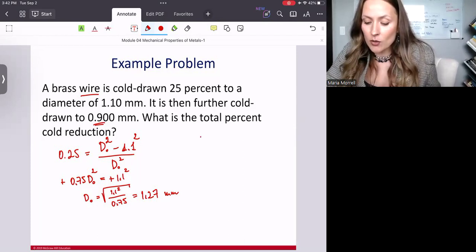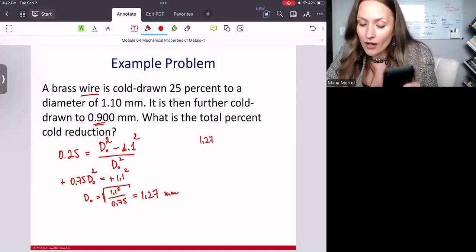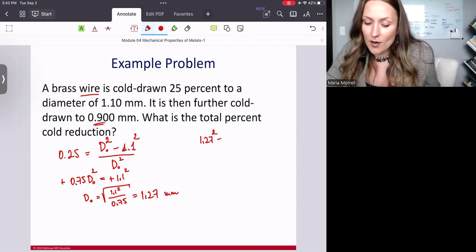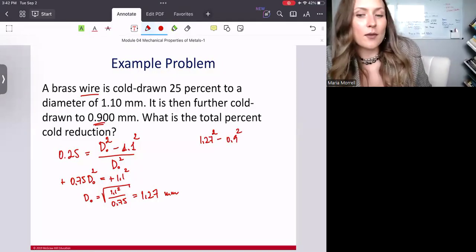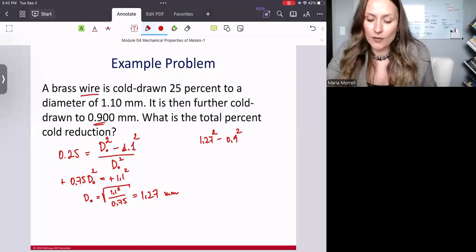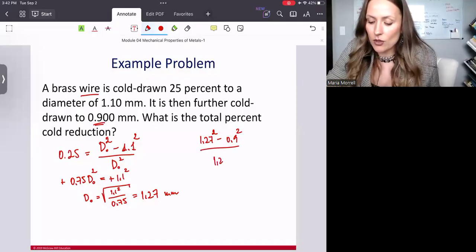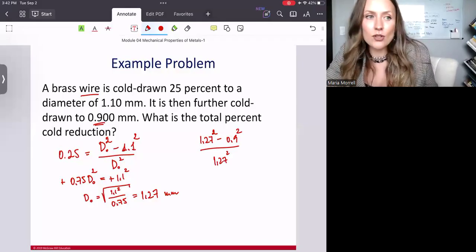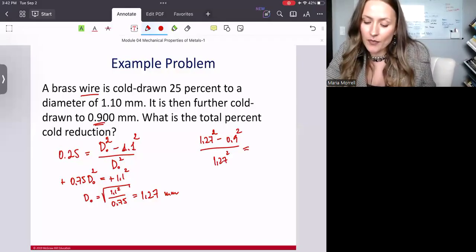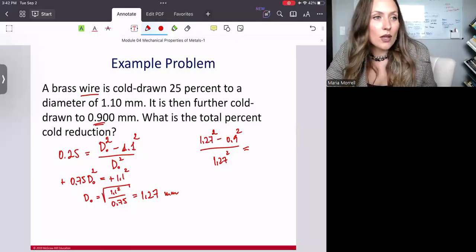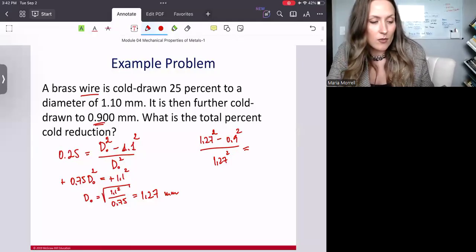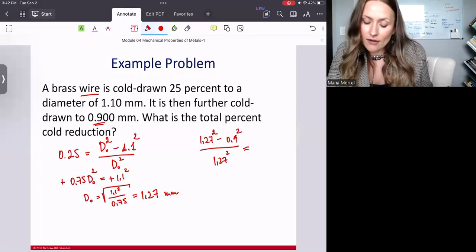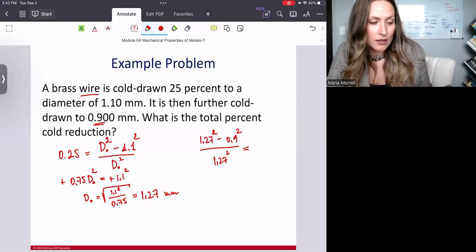So the cold work is going to be 1.27 squared minus 0.9 squared, divided by 1.27 squared, multiplied by 100%. And if we are to do the math, I will do it with you to motivate you. Use your calculator together with me. 1.27 squared minus 0.9 squared, and that value is divided by 1.27 squared.